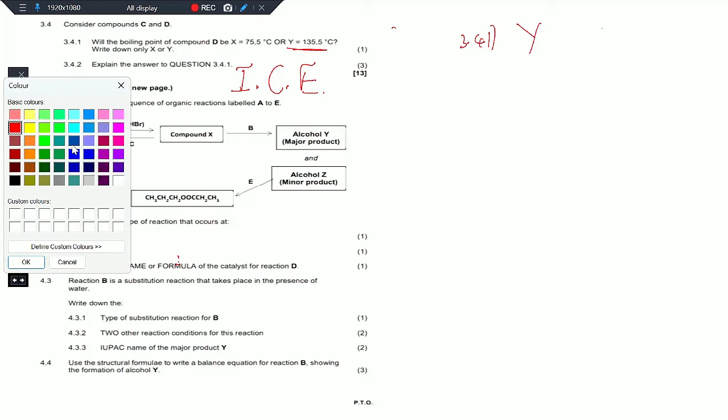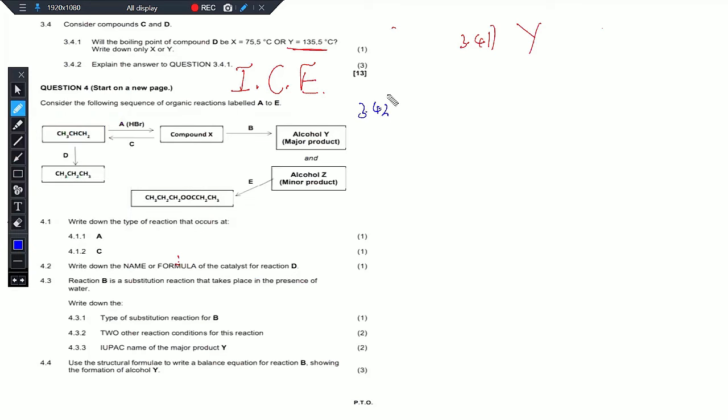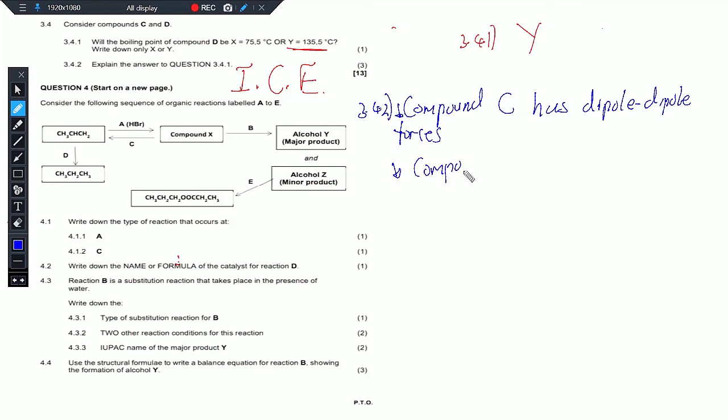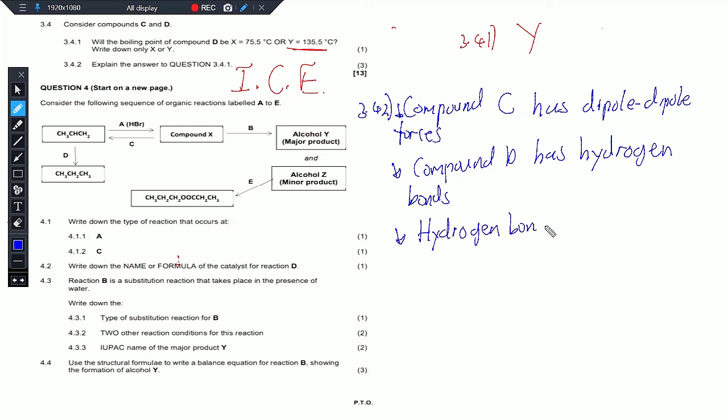So we are going to say for 3.4.2, now, compound C has dipole-dipole forces, right? And then compound D, which is the alcohol, has hydrogen bonds. Now, compare the strength of the intermolecular forces. Hydrogen bonds are stronger than dipole-dipole forces.